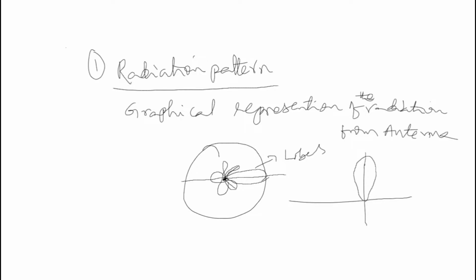So this one is nothing but what? Major lobe. Major lobe means what? A lobe which contains maximum radiation in the desired direction.